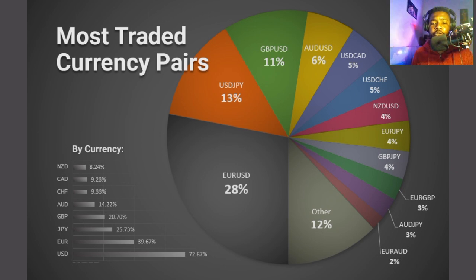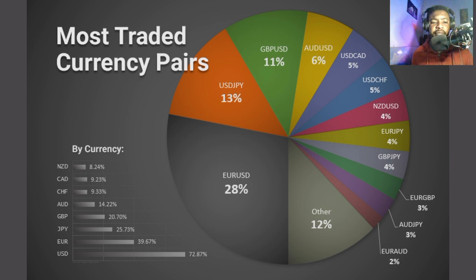So you can see the Euro USD alone has 28%, and the USD JPY is 13%, while others are 12%. You can see GBP USD 11%, AUD USD 6%, USD CAD 5%, USD CHF 5%, NZD USD 4%, Euro JPY 4%, GBP JPY 4%. We have the Euro at 3%, AUD JPY 3%, and we have the Euro AUD. So you can see these are different currency pairs based on volume.